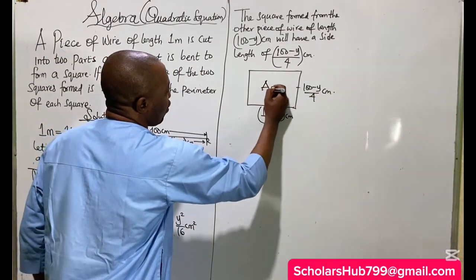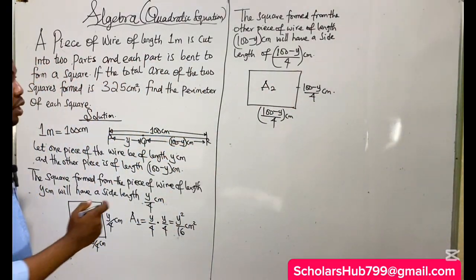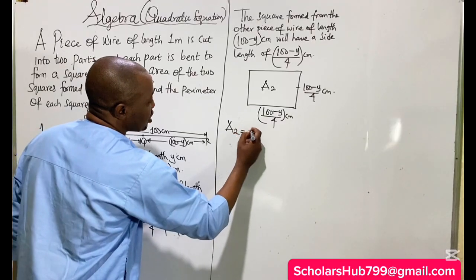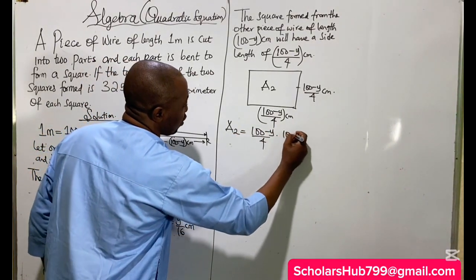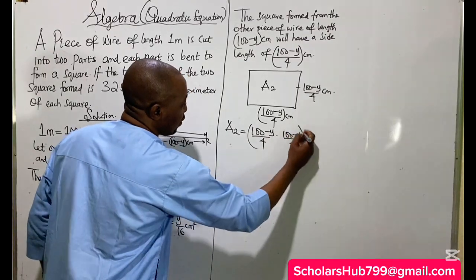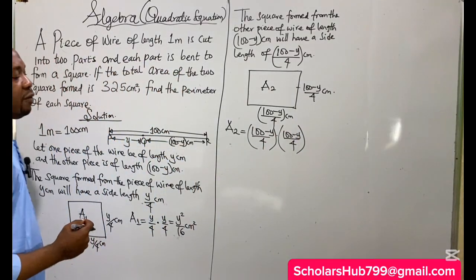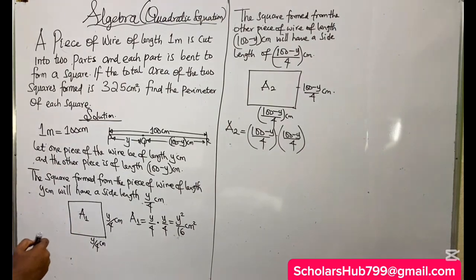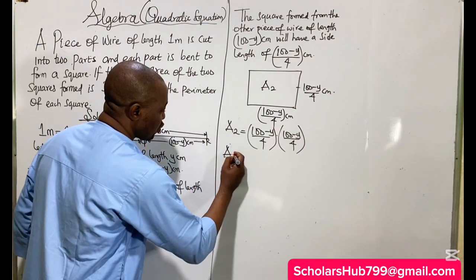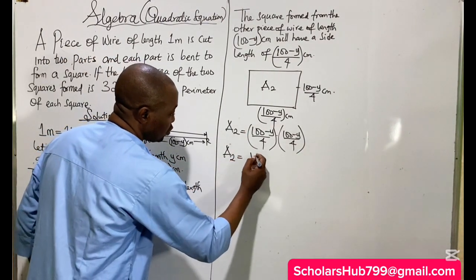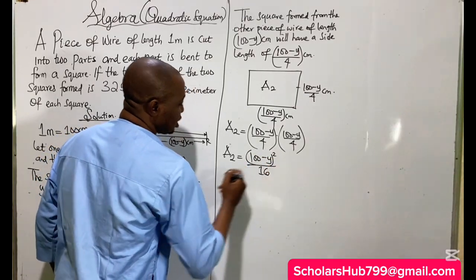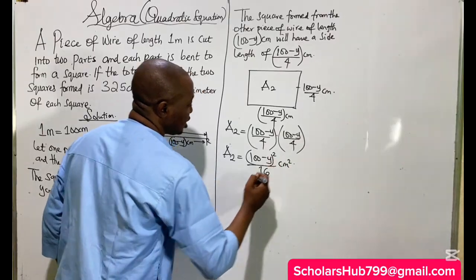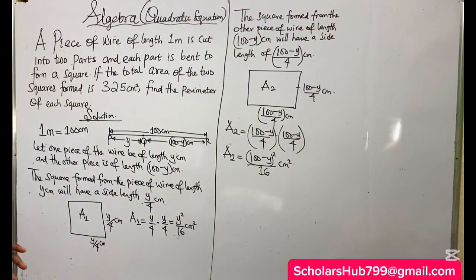So the area of the second square, A2, will be 100 minus y over 4 multiplied by 100 minus y over 4. When we combine this, we have the area of the second square to be 100 minus y raised to the power of 2 over 16 square centimeters. So that's why it is important to convert all units into centimeters.